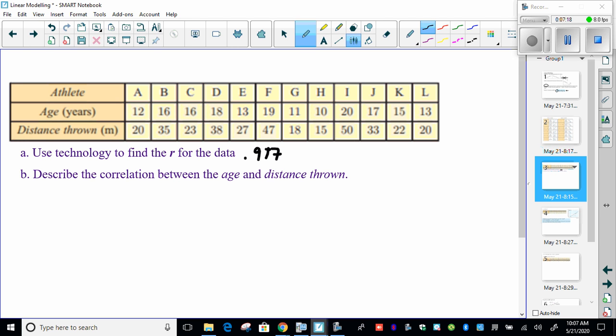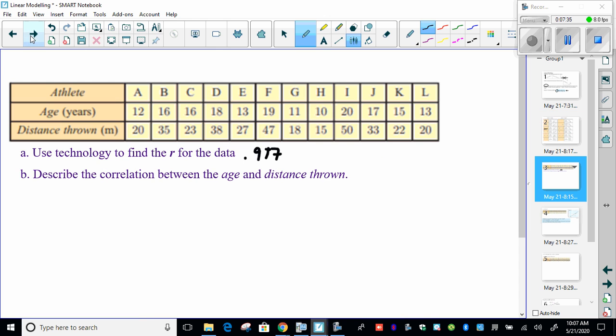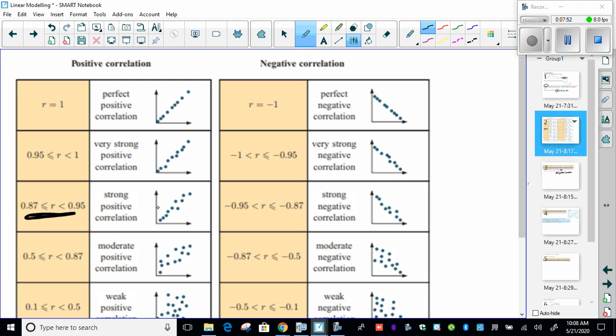So when we go back to our table here, 0.917 lands in here. It's positive. And you're going to get negative. Negative would be in this list, so it would have a negative slope. So therefore, there is a strong positive correlation.